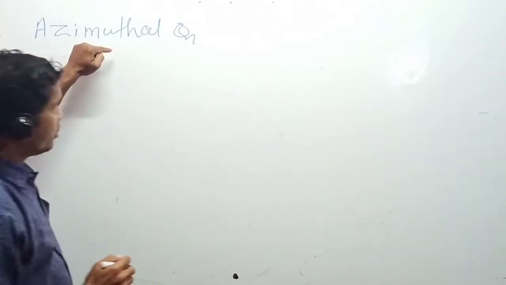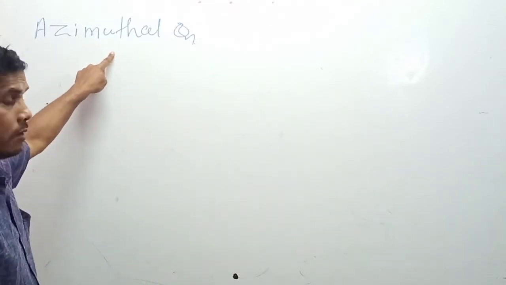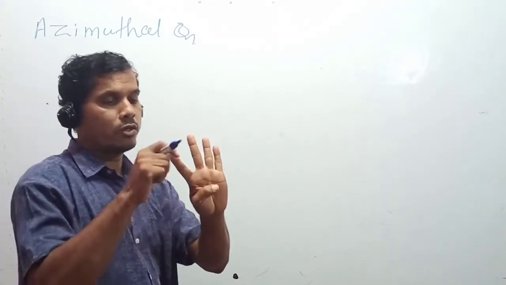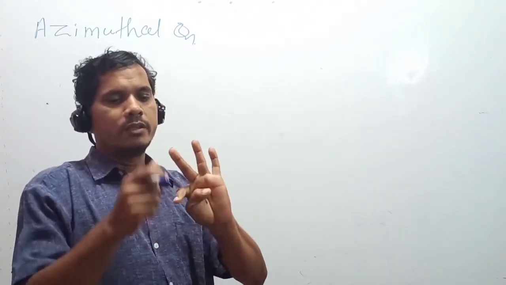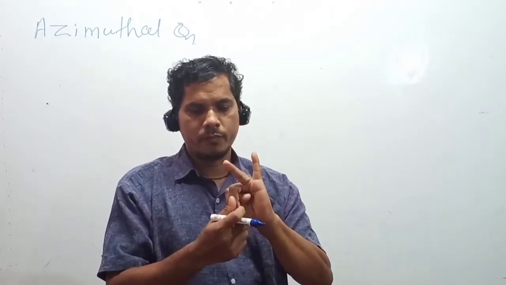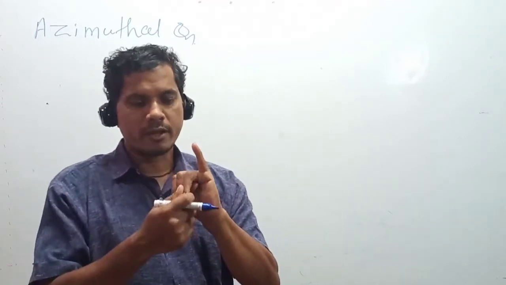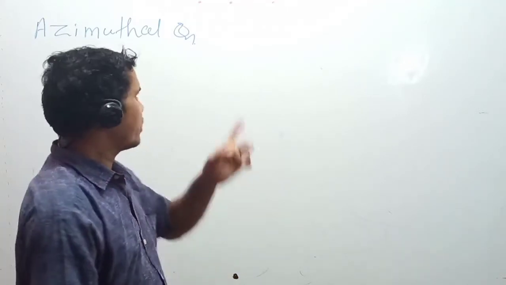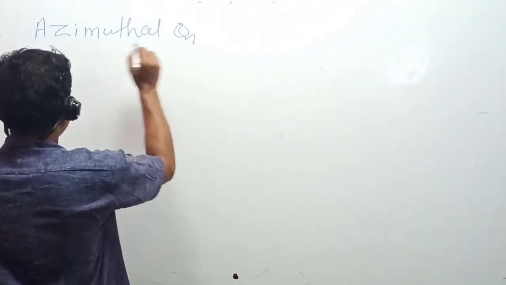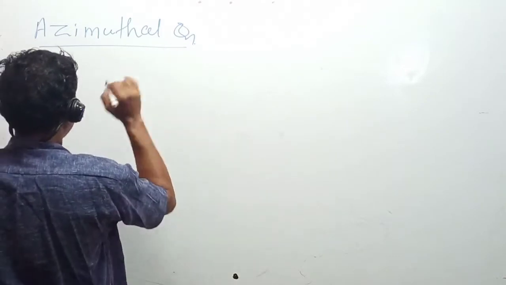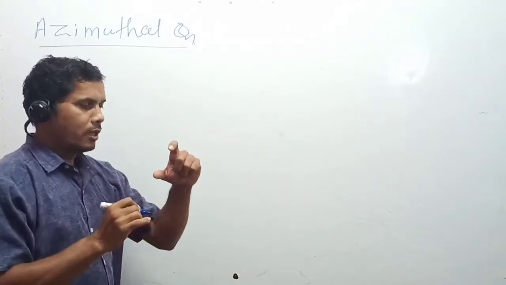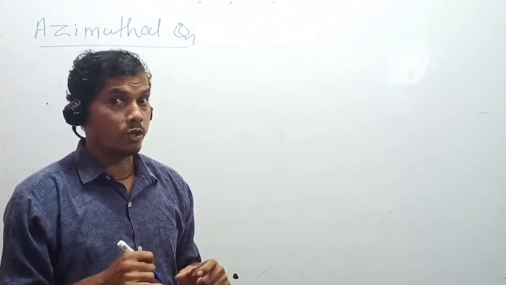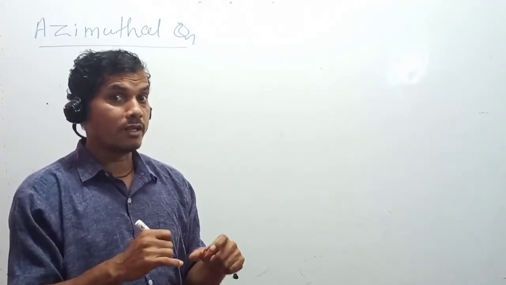Whenever we discuss any quantum number, we have to focus on four points. First, we have to define it. Then how it is represented. Then what is its range? And what is its significance? So first we define it. This azimuthal quantum number is used to define the position of an electron within a subcell that is present in a cell.